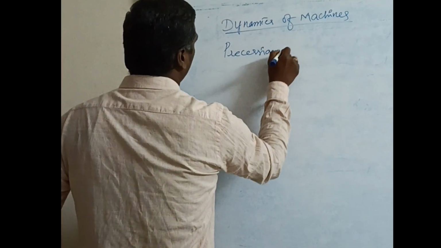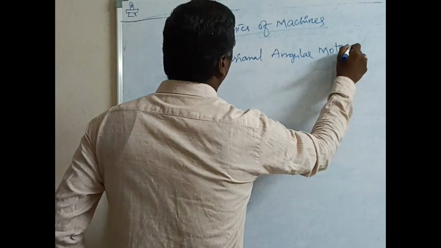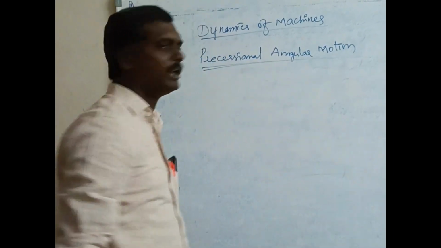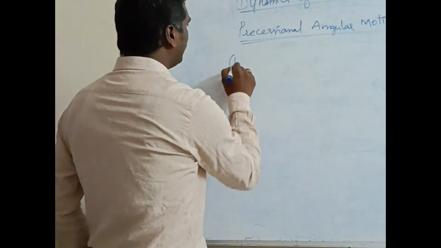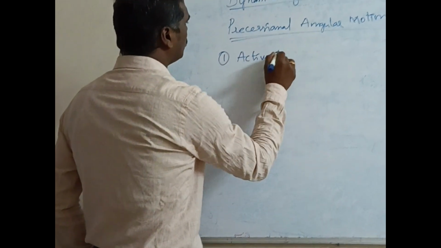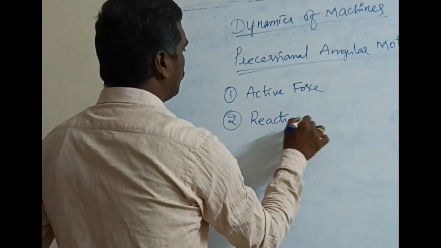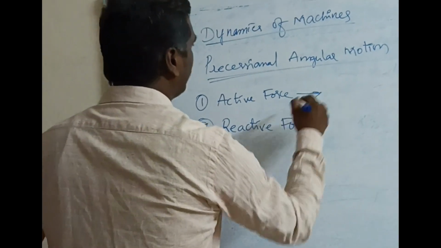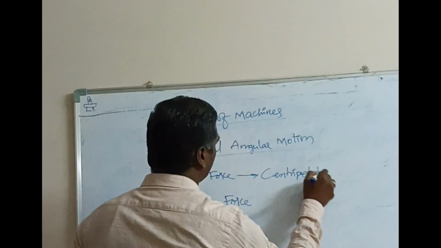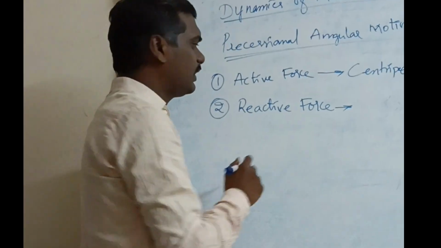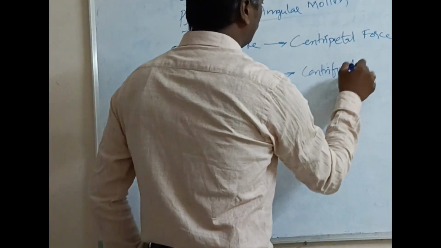Precessional angular motion. Before going to derive precessional angular motion, we need to know the two main definitions. One is active force, the second one is reactive force. Active force is nothing but centripetal force. Reactive force means centrifugal force.